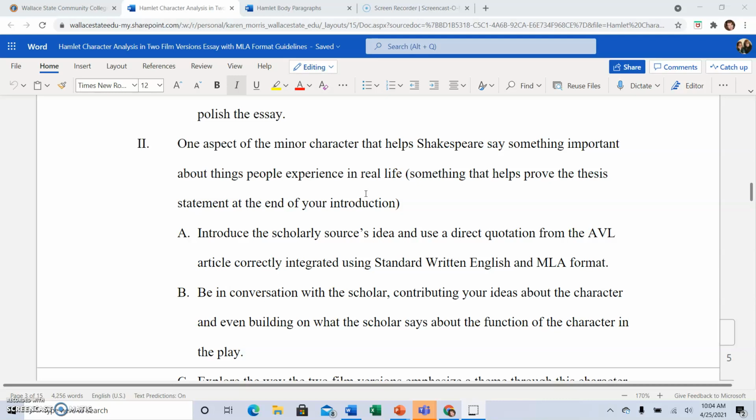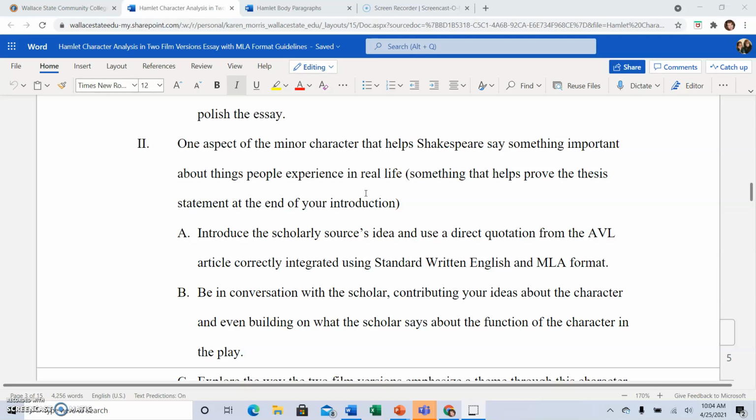So in my case, I'm exploring Horatio, and I'm looking at the role or the theme of friendship in Hamlet, and that's just based on the research that I did. You only need one secondary source that's a printed scholarly article, and then your other secondary sources are the two film versions.